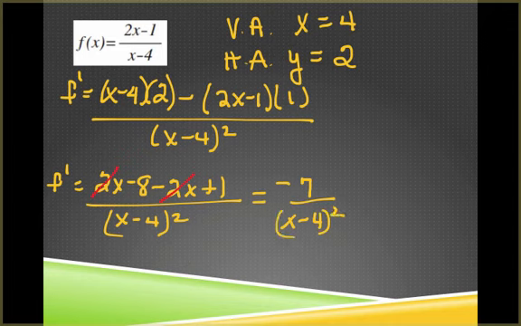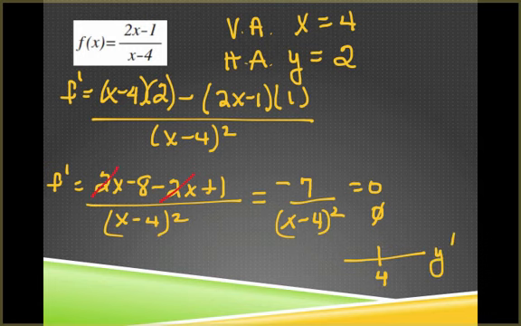Now remember that to get my critical points, because this is a rational function, I need to consider what makes this derivative either equal 0 or be undefined. It equals 0 when the top is 0, but negative 7 is a constant, so it's never 0. If x minus 4 squared is equal to 0, that would make my fraction undefined, so that would happen when x is 4. That's my only critical point for my derivative. So let's pick some values on either side of that.